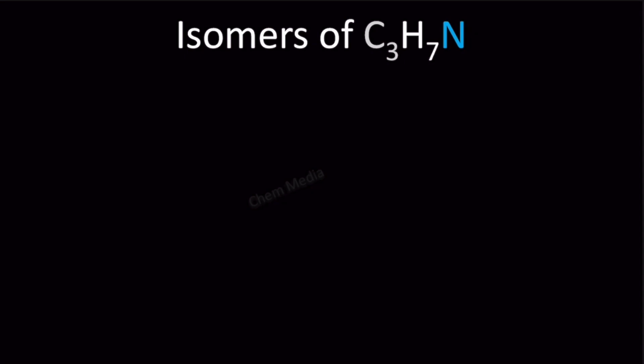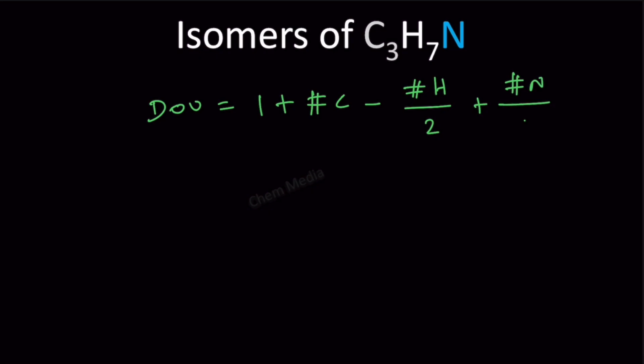Hello everyone, in this video we are going to write down the isomers of C3H7N. Let us first determine the degree of unsaturation for this elemental composition to see whether it is a saturated elemental composition or not. Degree of unsaturation is equal to 1 plus number of carbon atoms minus number of hydrogen atoms by 2 plus number of nitrogen atoms by 2.